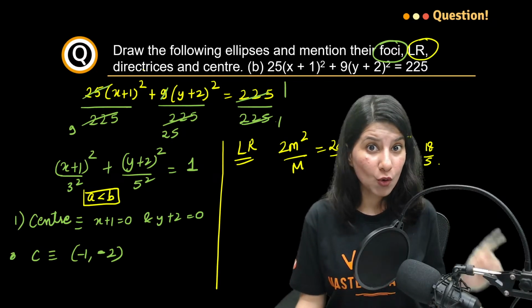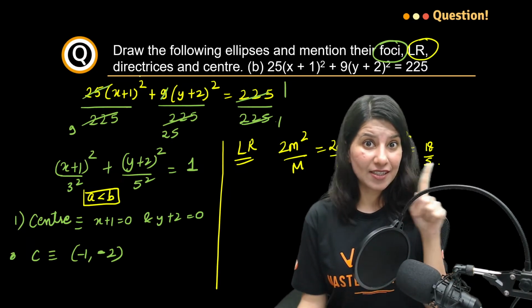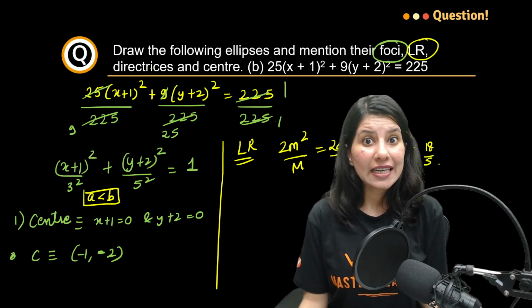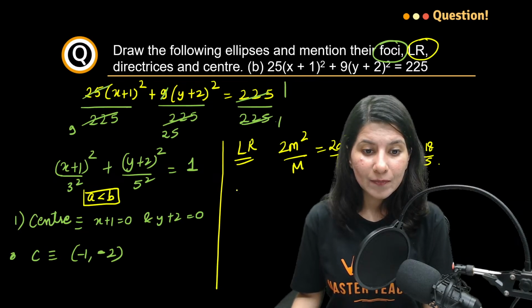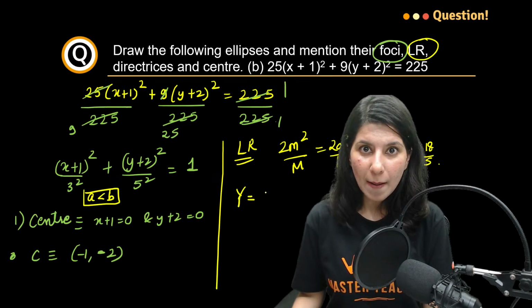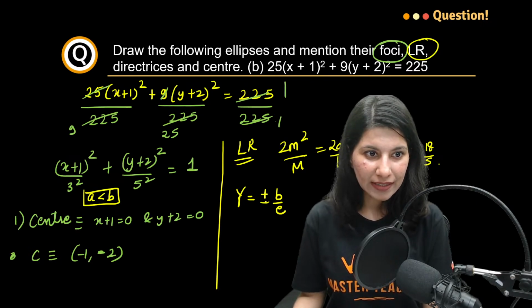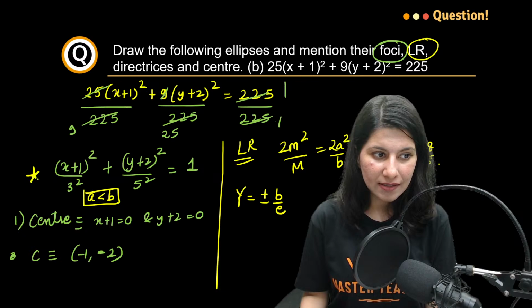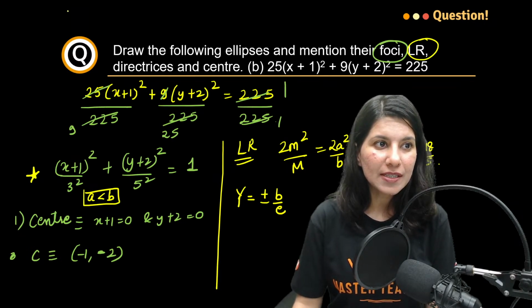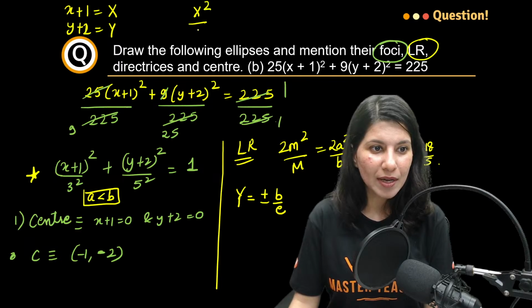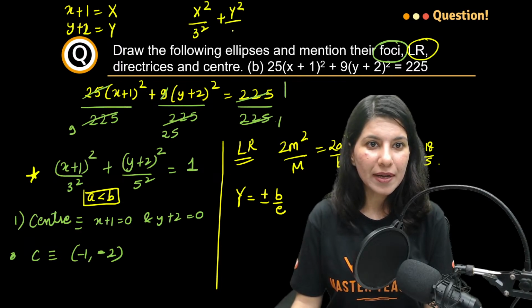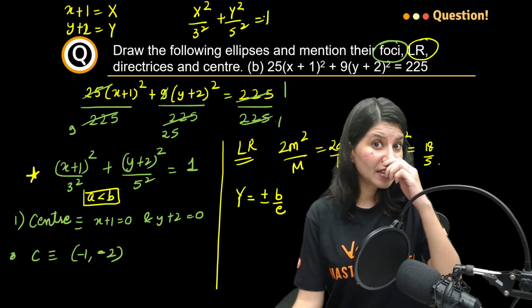Directrix. Now hold on, because the center is not the origin. Directrix in the case of a vertical ellipse is y equal to plus minus b upon e. In this case, x plus 1 is replaced by capital X and y plus 2 is replaced by capital Y. So your new ellipse will be X square by 3 square plus Y square by 5 square equals 1. This is a shifted ellipse, by the way.